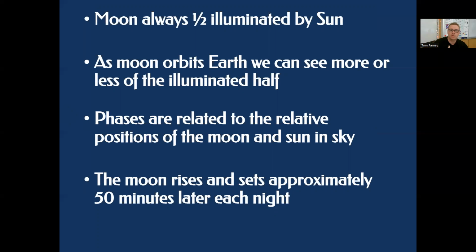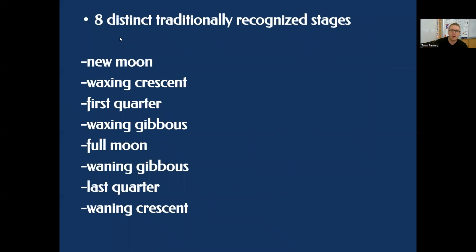As the moon orbits around the Earth, we see either more or less of that illuminated light. These phases are related to the relative positions of where the sun is and where the moon is in our sky. There are 8 recognizable stages you've all probably learned before. We have new moon, where it's completely dark, waxing crescent, first quarter, waxing gibbous, and then full moon.